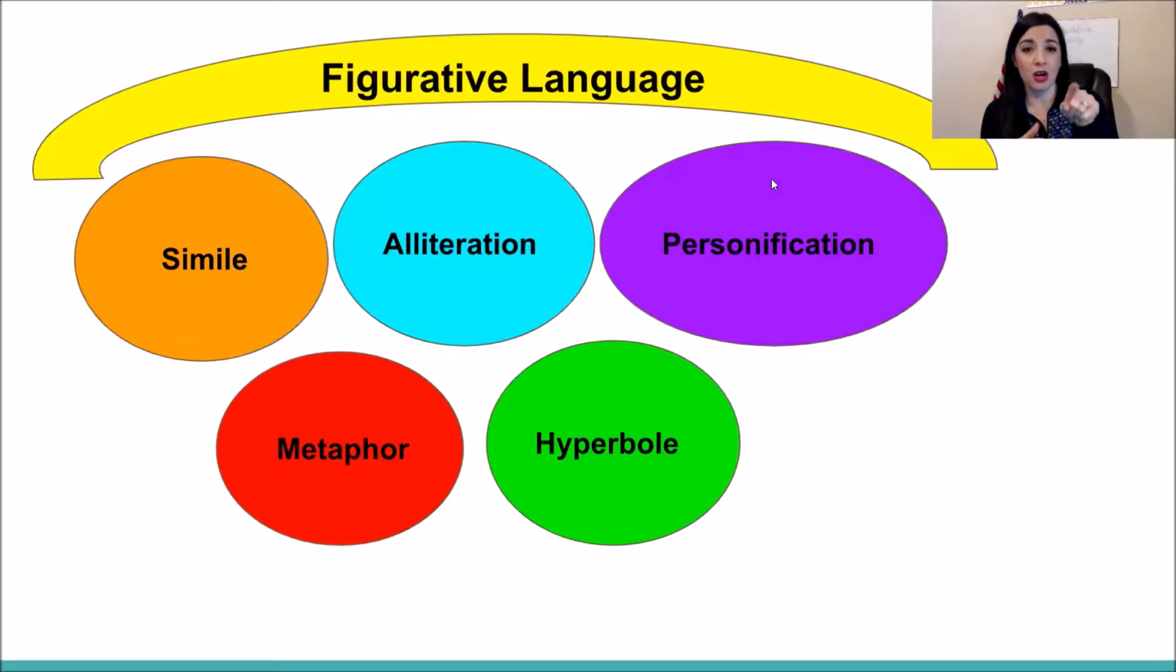Now, there are many different types of figurative language, and there are more, but I just picked these because these are very popular. They are used a lot in movies, in commercials, in speeches by politicians, in songs. So today we will only talk about simile, and then we'll talk about the rest later on next week.